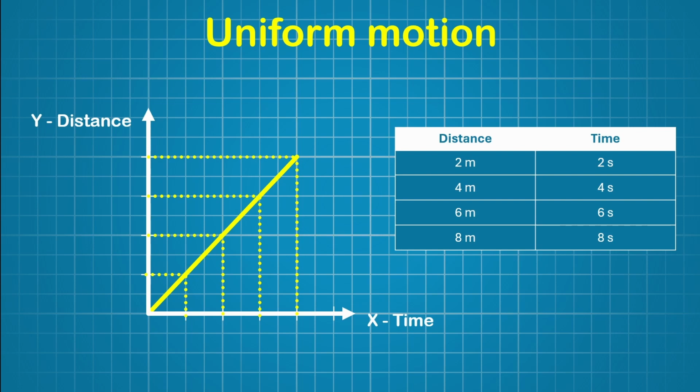Remember, if you see a straight line in a distance-time graph anywhere, you know it's uniform motion. It should start at any point at distance and go increasing upwards.